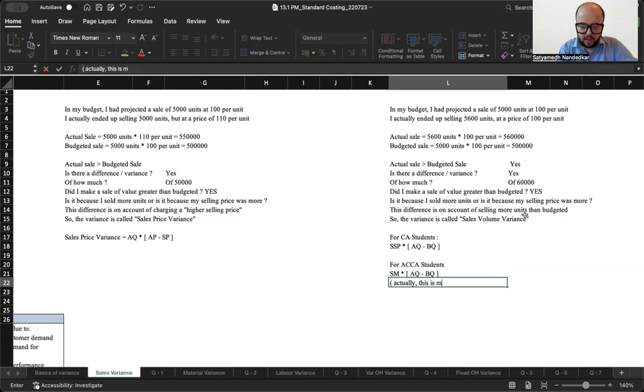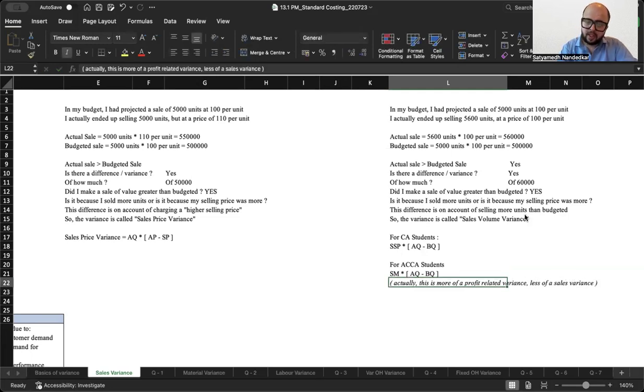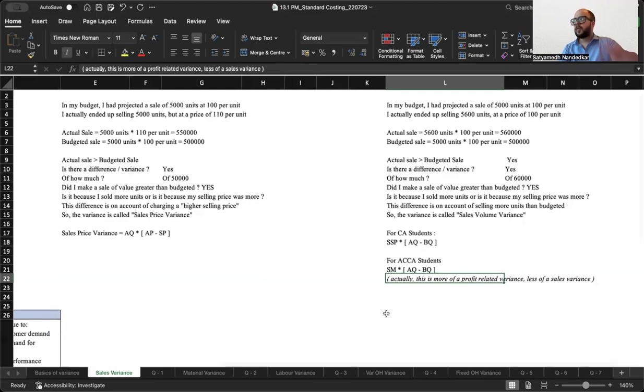Actually, this is more of a profit related variance, less of a sales variance. Okay. But in your ACCA study material throughout, this is how they calculate the sales volume variance: actual quantity minus budgeted quantity into standard margin. So they multiply the quantity difference with the standard margin per unit.